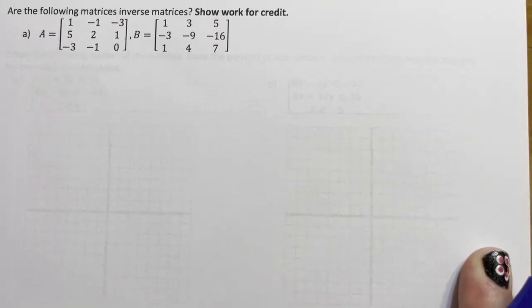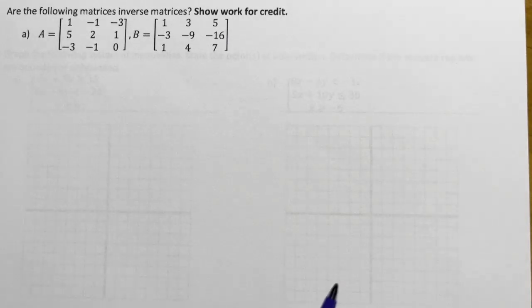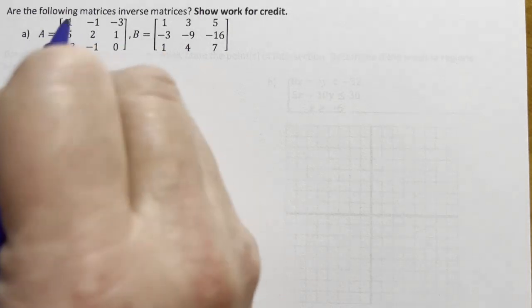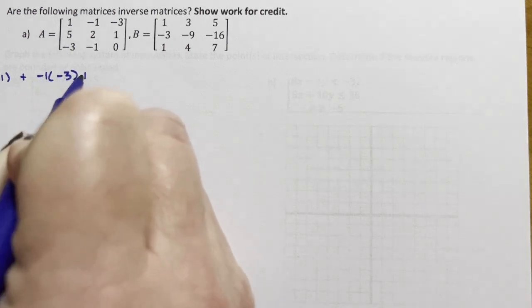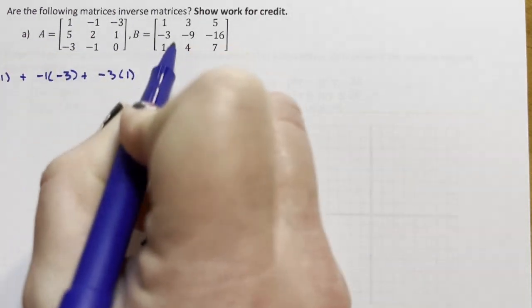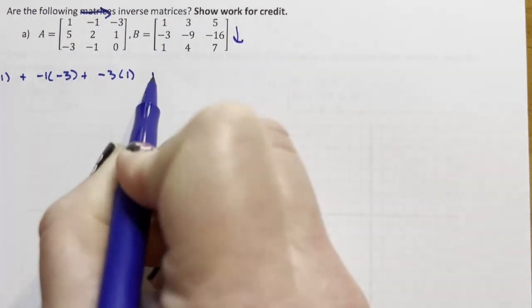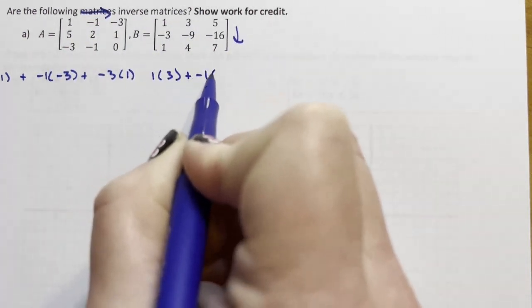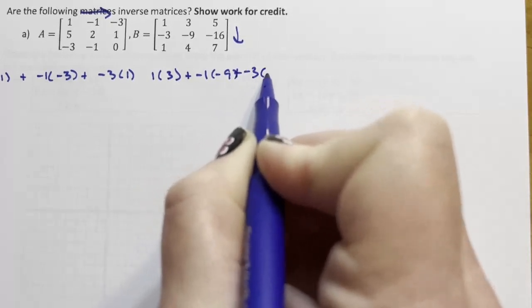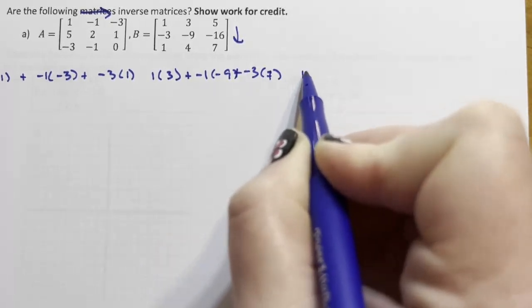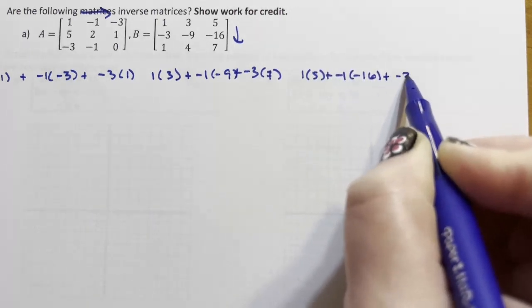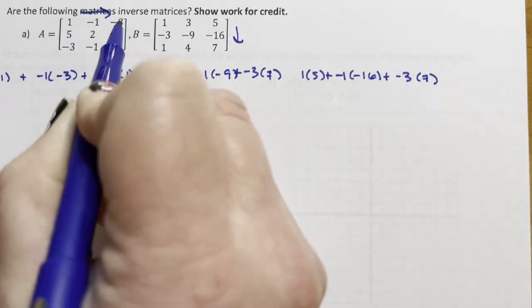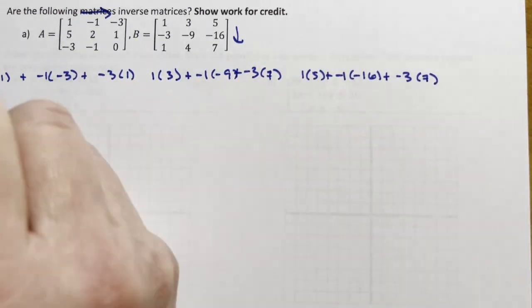But the second way you can test is you can do what we just did in the last problem with multiplying. And I think multiplying is actually a lot simpler. So if I did multiplying, I'm going to do the same thing. I'm going to go a little faster. 1 times 1 plus -1 times -3 plus -3 times 1. First row, second column again. 1 times 3 plus -1 times -9 plus -3 times 7. 1 times 5 plus -1 times -16 plus -3 times 7. So I've gone this first row times column, column, column. I'm going to go to the second row.